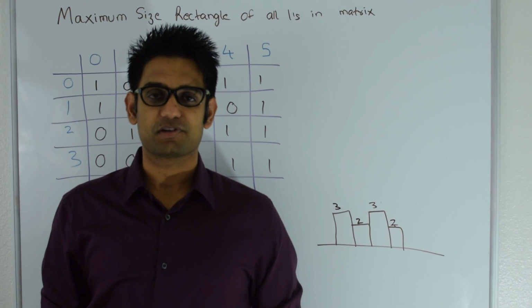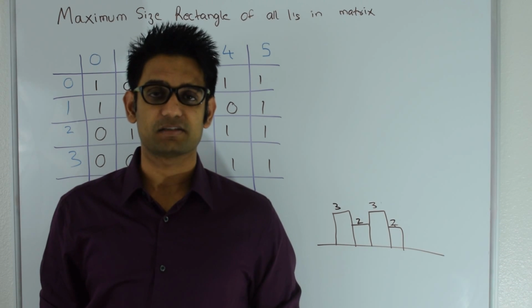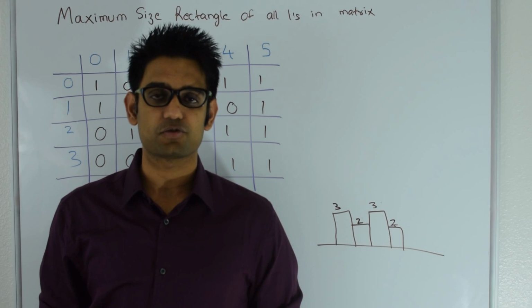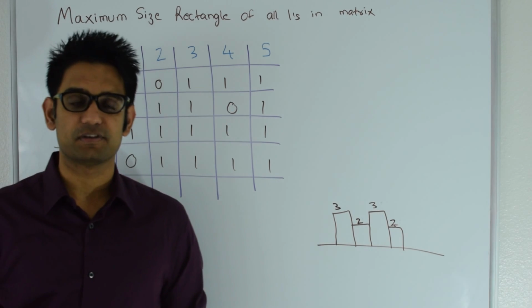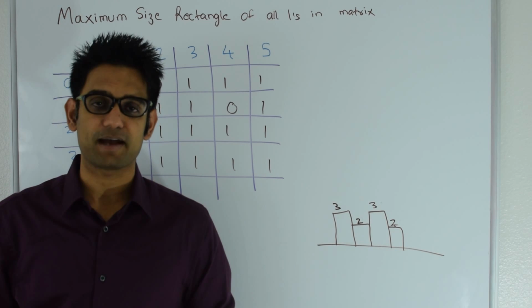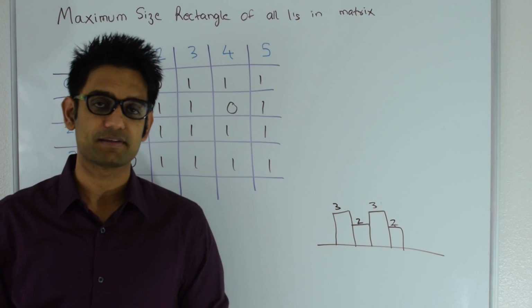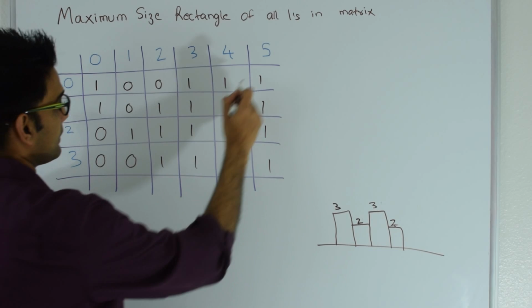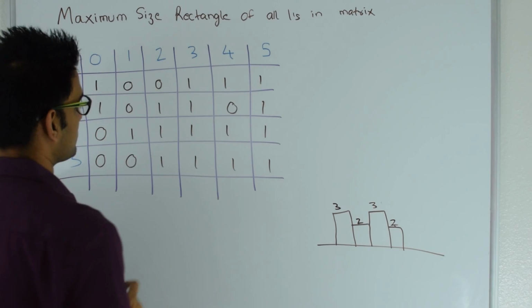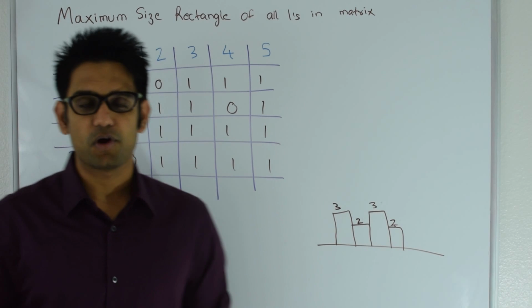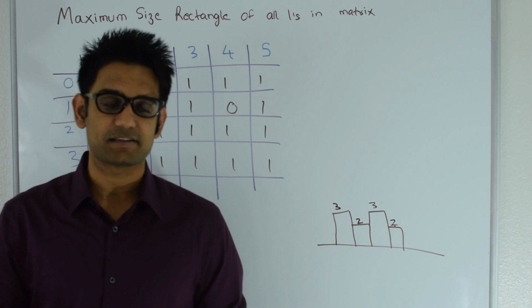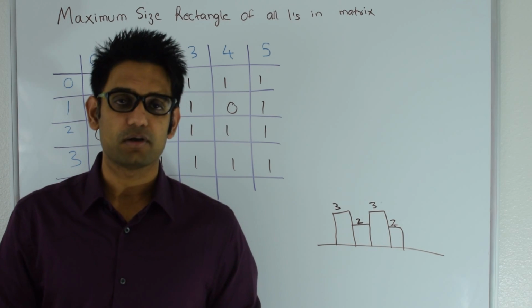Hello friends, my name is Tushar and today I'm going to discuss the question maximum size rectangle of all ones in a two-dimensional matrix. So you are given a two-dimensional matrix of zeros and ones, and you have to find the maximum size rectangle of all ones in this matrix. For example, this is a rectangle of size 3 or this is a rectangle of size 6. So you have to find the rectangle which has the maximum size of all ones.